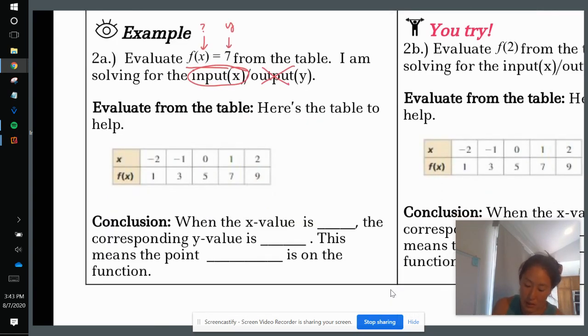Which of these lines is the input, the x, or the f of x? Okay, the input is the x, the y is the output. So I'm going to go on the output to 7. Then what is the coordinating input? It's 1. So when the x value is 1, the y value is 7, which means the point (1, 7) is on the function. We write this in function notation as f of 1 is equal to 7. Again, that's our x value and our y value. Okay, you try the next one.